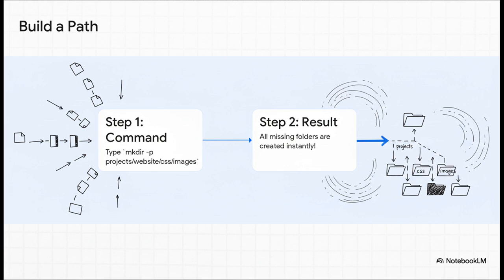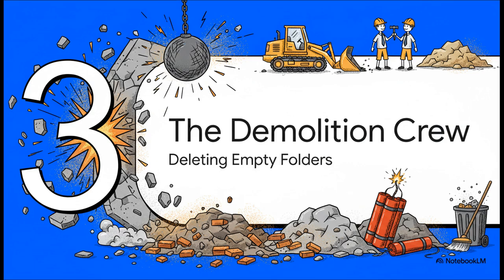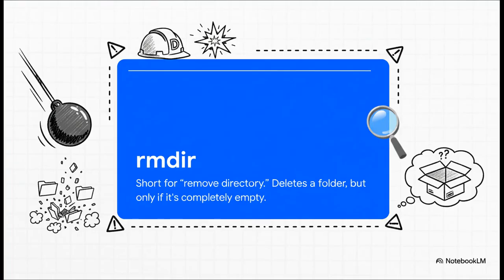How cool is that? Of course, what goes up must come down. So let's switch gears and look at the other side of the coin. How do we clean up and get rid of the rooms we don't need anymore? Say hello to the demolition crew, rmdir. It stands for Remove Directory, and its job is pretty straightforward. Delete folders. But, and this is a big but, there's a crucial rule. It only works on folders that are completely empty. And believe me, there's a very good reason for that.